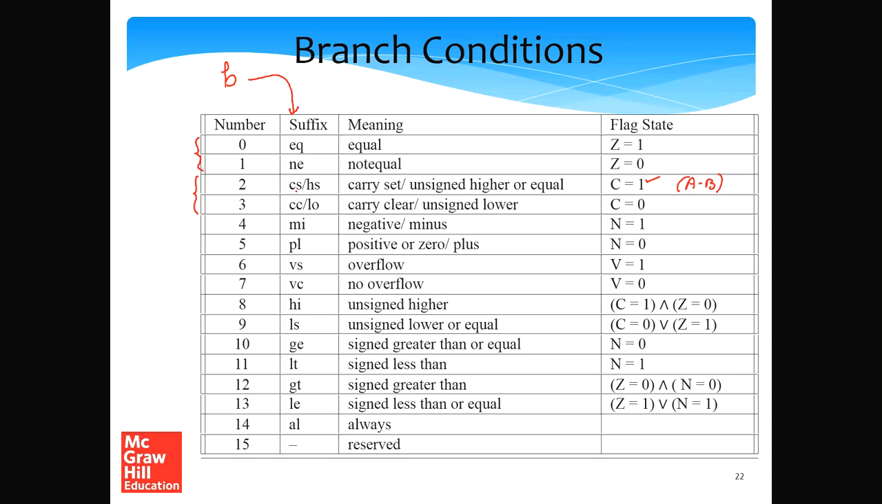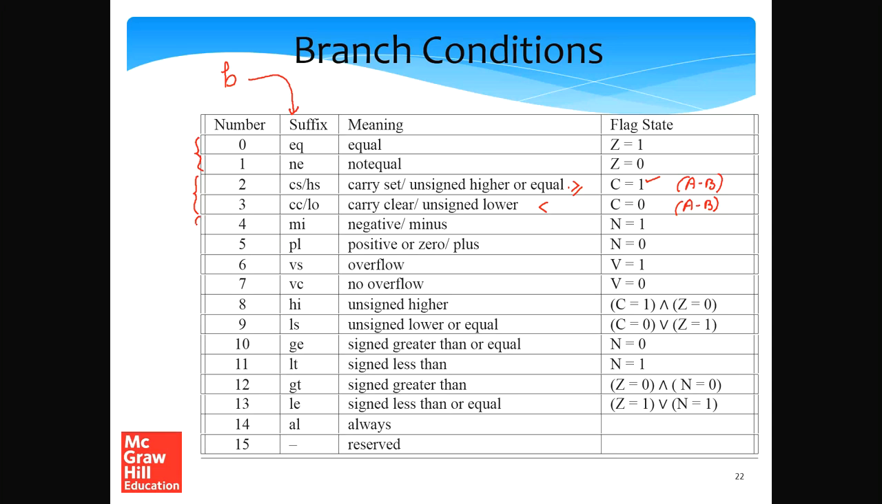So the CS or HS, the opposite of HS is LO. The first one was unsigned higher or equal, so basically greater or equal in an unsigned sense. The opposite would be less than. In this case, the carry bit needs to be 0, or alternatively, when we do a subtraction of the form A minus B, we actually generate a borrow. And since the carry and the borrow have a reverse sense, in this case, the carry bit will be equal to 0.